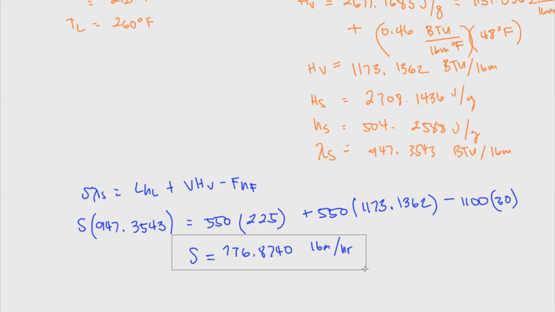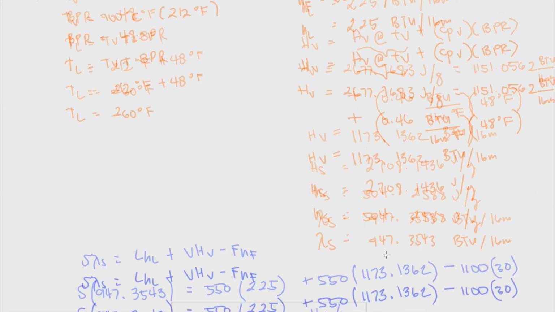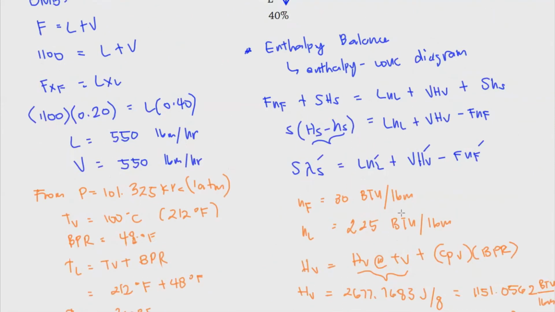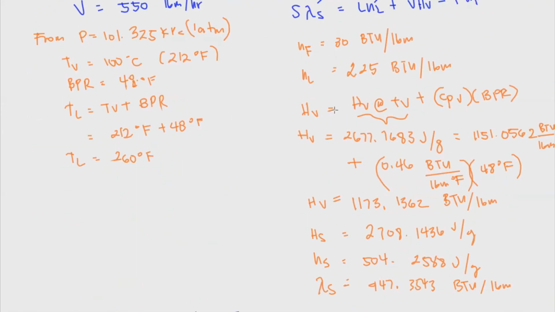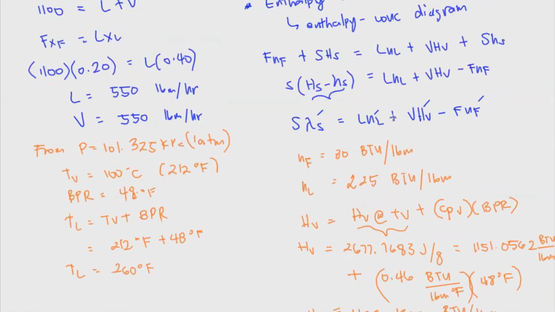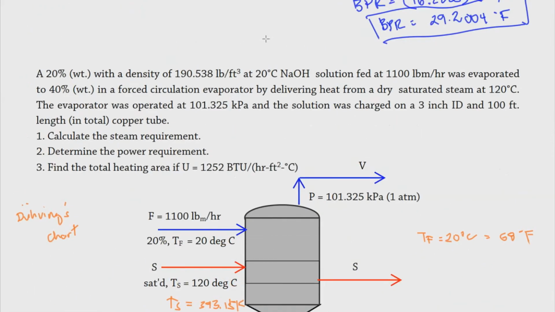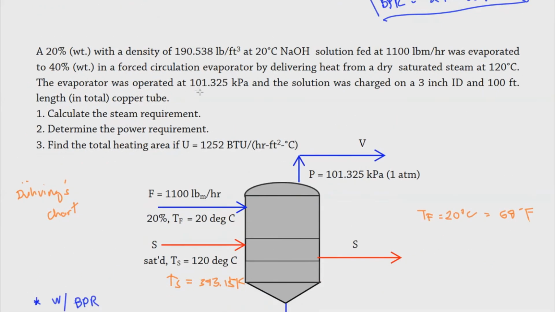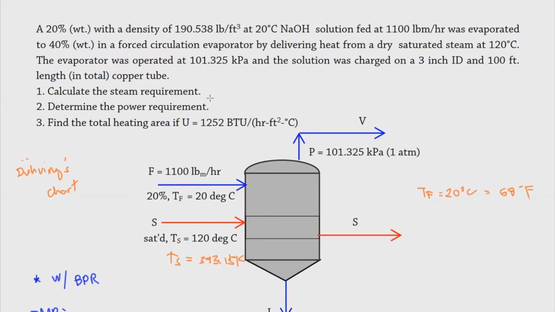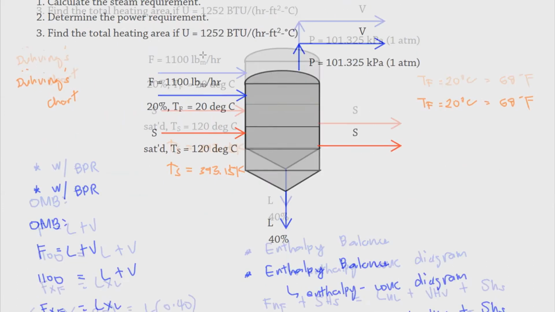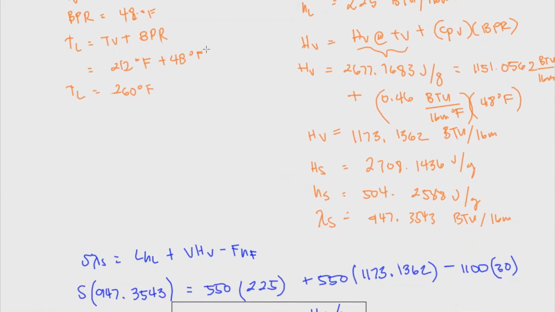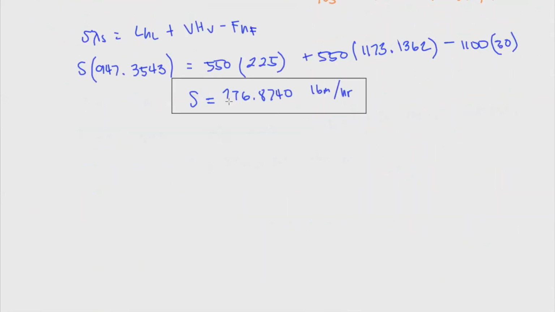And now let's try solving this again using a different approach. Instead of using enthalpy balance, assuming that we don't have enough data, or assuming that the pressure is not actually 101.325, that's 1 atm, so we can't use this graph or this enthalpy concentration diagram, let's try using the derived form in terms of energy balance.